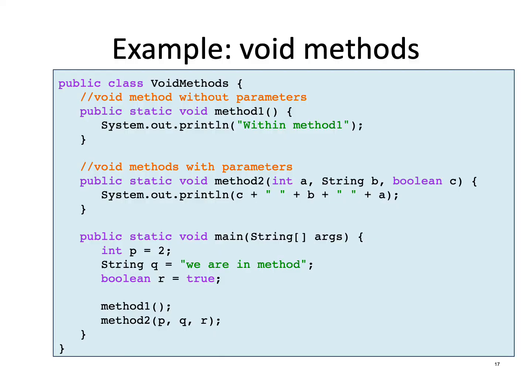Let's look at more examples. So here we compare what we have learned in the first part about void method without parameters and methods with parameters. In this example, we have this class called VoidMethods.